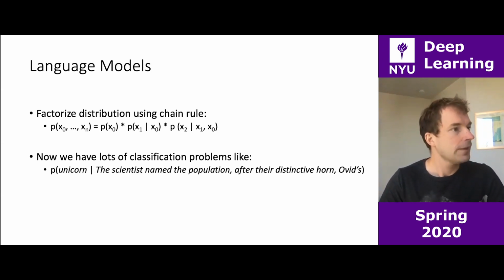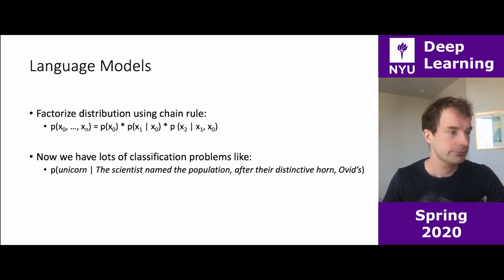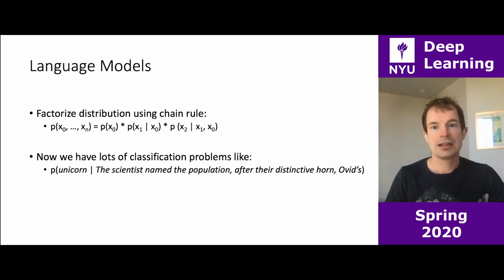So here, this factorization just says we're going to predict the first word, then predict the second word given the first, then the third given the previous two. This is an exact factorization. It doesn't cost us anything to do it like this. So really what we've done is turn this density estimation problem into a series of classification problems. And these classification problems are of the form: given a bunch of text, predict the next word. And that's going to be a theme through a lot of techniques we have in this talk.